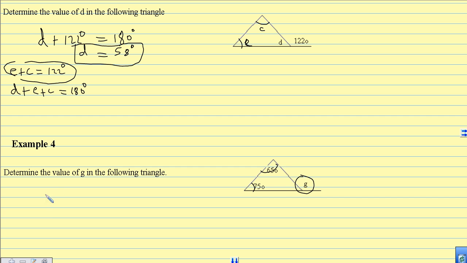Okay, so that means that G would be equal to 75 degrees plus 65 degrees. Okay? And G would then be equal to 75 plus 65. Well, that would be 70 plus 60 would be 130, plus another 5 and another 5 would be 140 degrees. Alright?